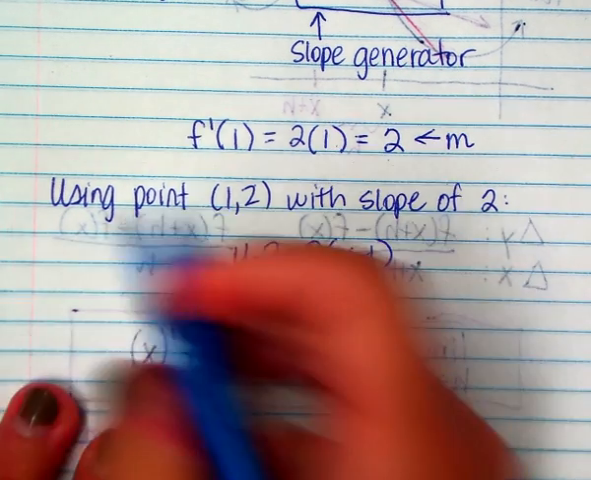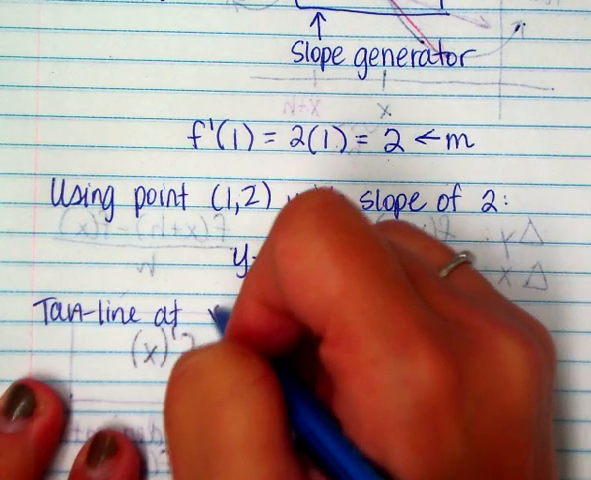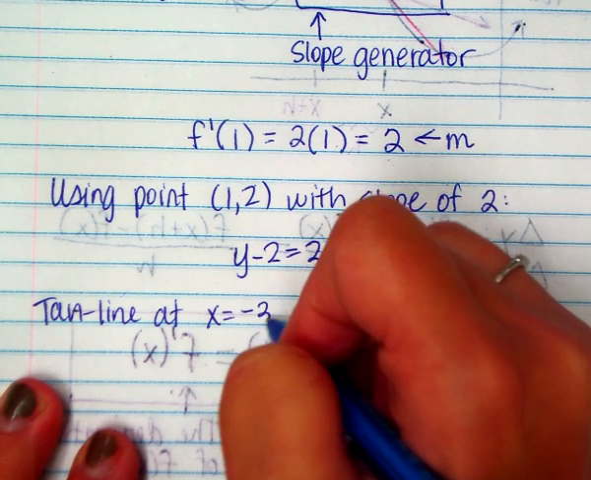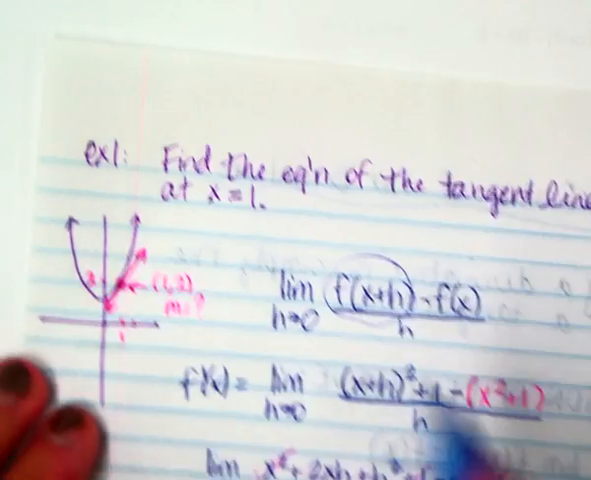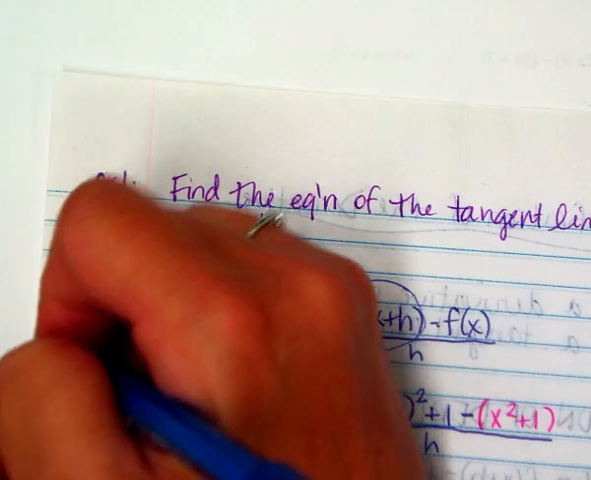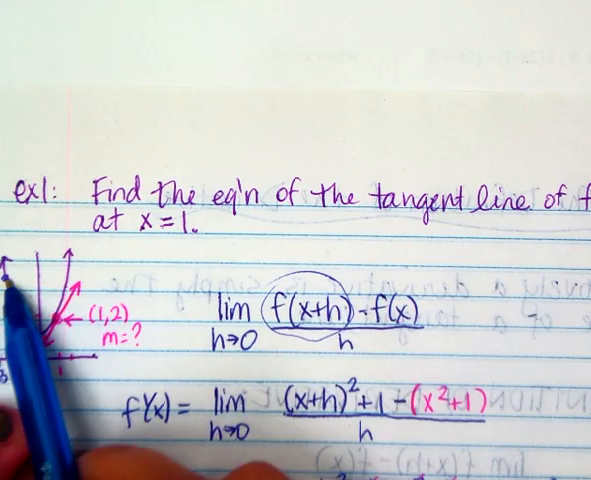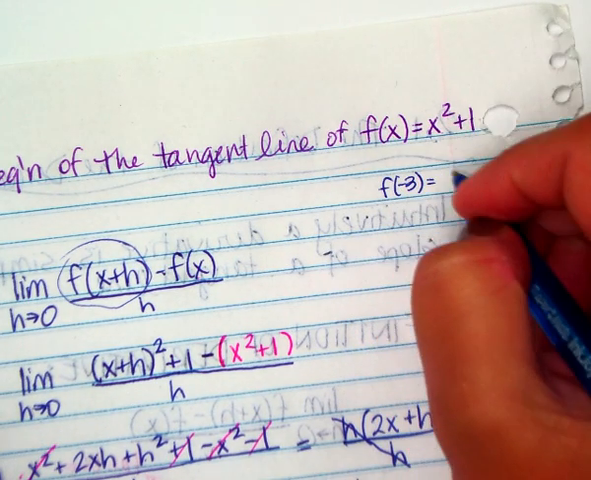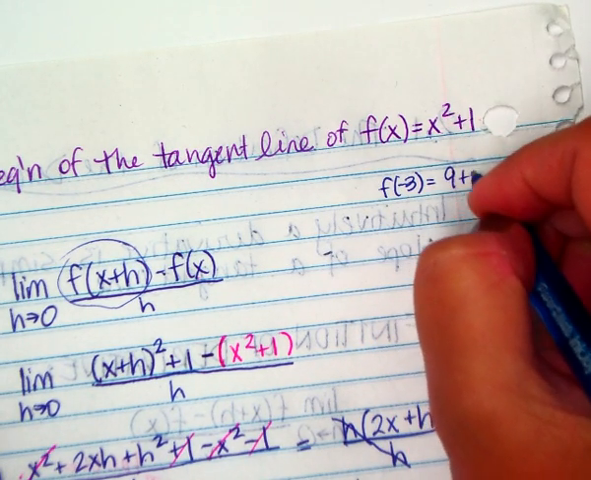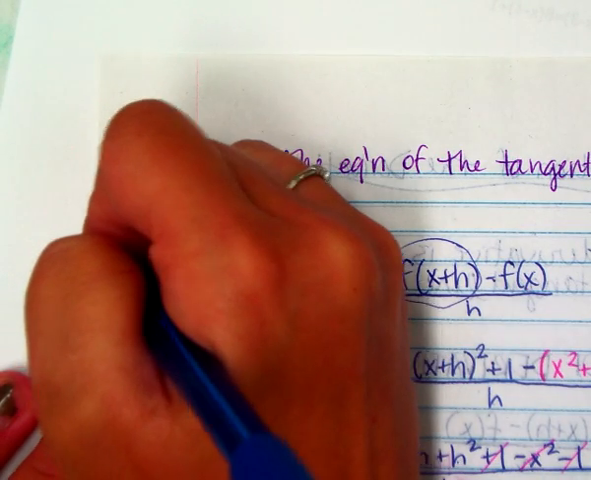If I wanted the tangent line at x equals negative 3, well, that means I'd be back on my parabola. At negative 3, my y value is how much? Well, I have to figure that out by plugging it into my function. So f of negative 3 is basically 9 plus 1, or 10. So I know this is the point (negative 3, 10).